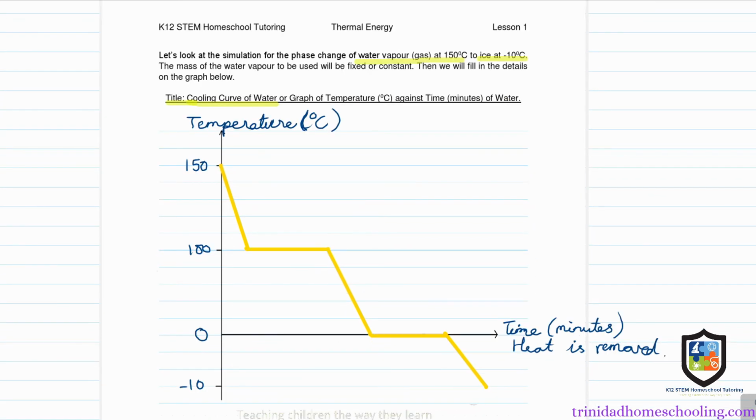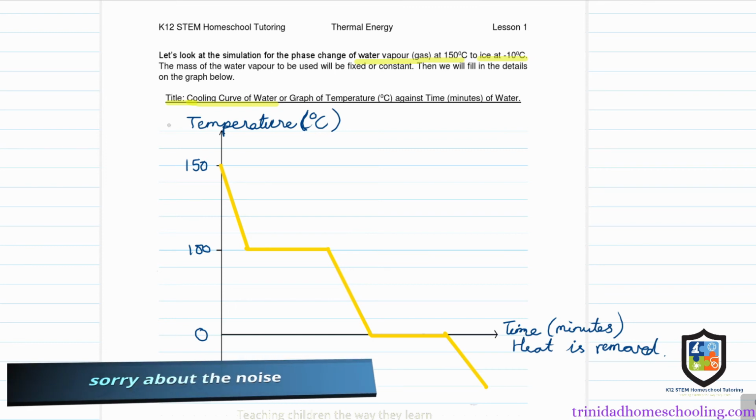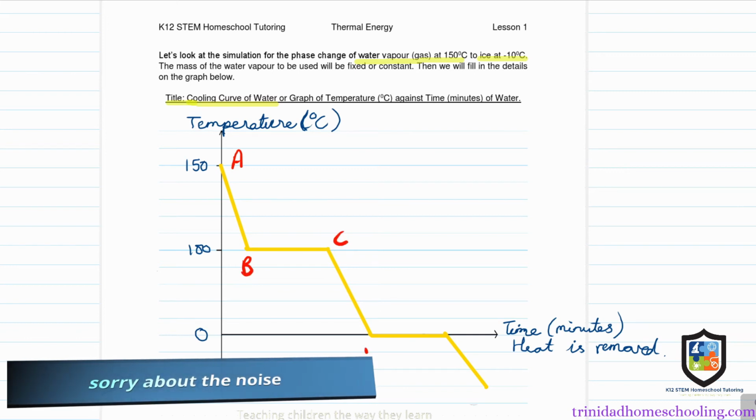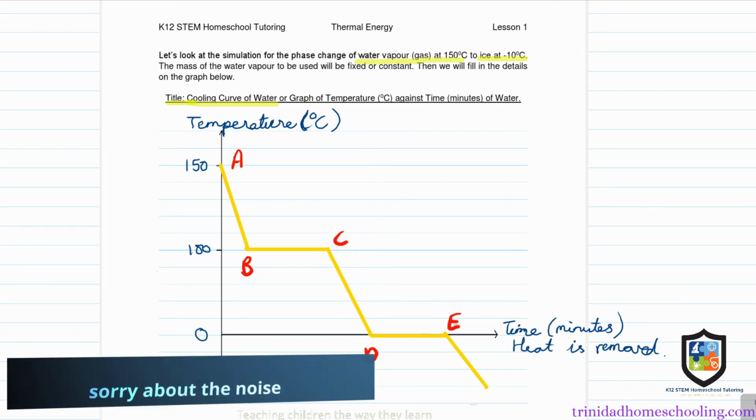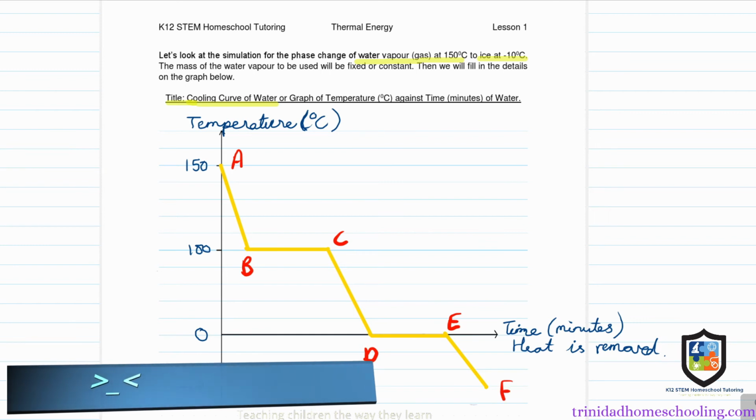So now let's write in our important points. So I'm going to label. I'm going to start here. This is my A, B, C, D, E, and F. Okay, and we're going to be writing what is happening between these stages and at these stages.